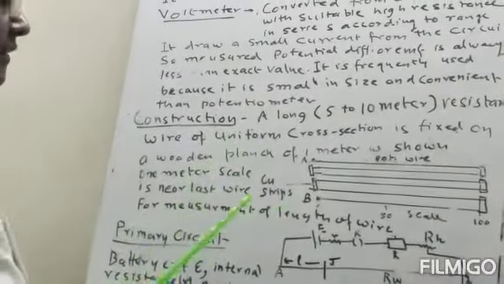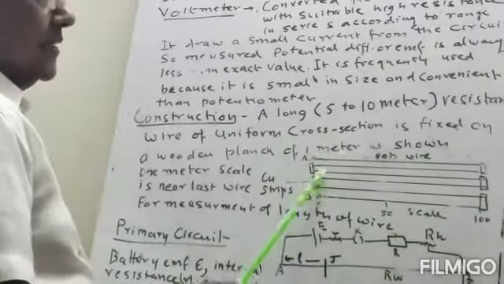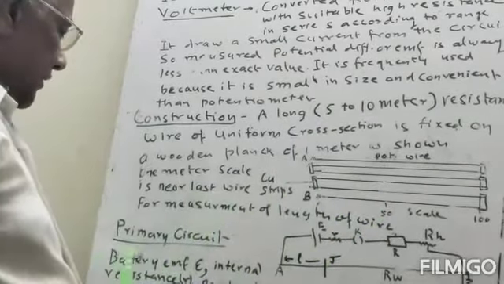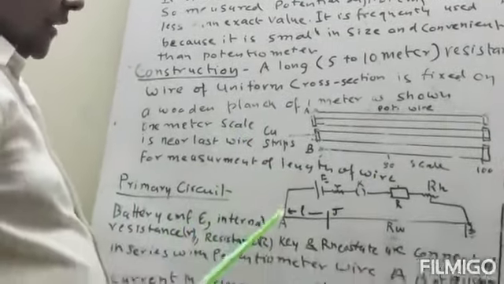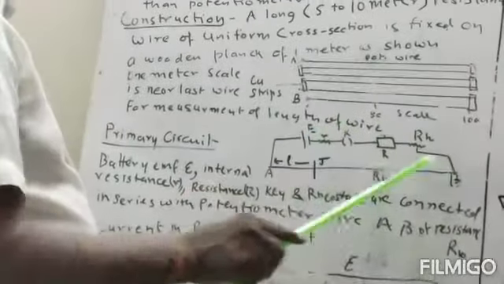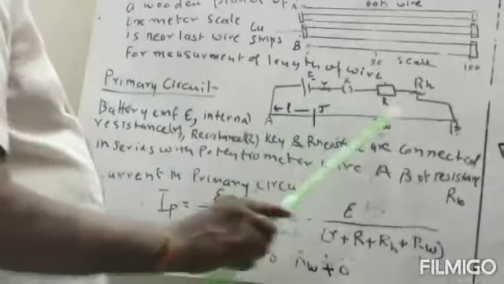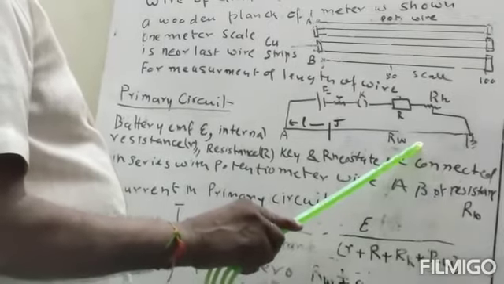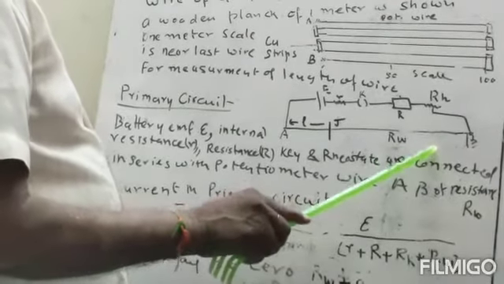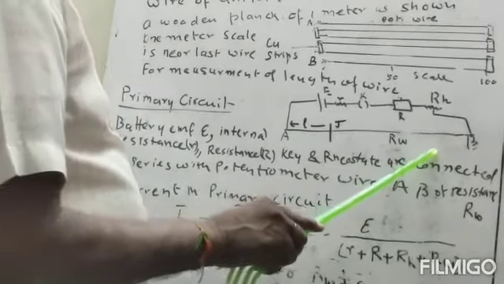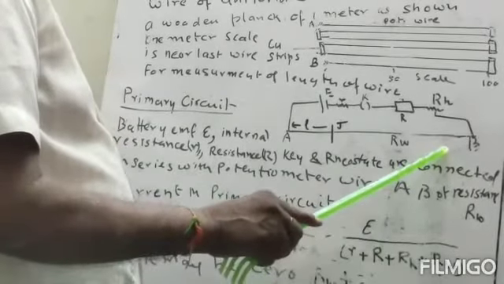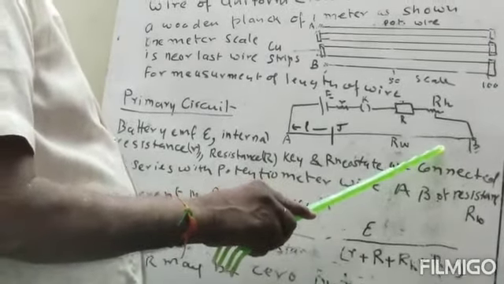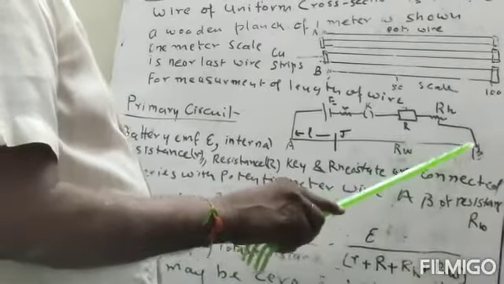So first of all we will consider this entire system is fixed on a wooden plank. Now we will first take the primary circuit. In the primary circuit, this is the AB wire. I have just shown only one wire. Its length is 5 meter or 10 meter. It may be anything. It is made up of constantan or eureka or nichrome because their resistivity is high and their temperature coefficient of resistivity is very small. So if the temperature changes, the resistance will change negligibly.